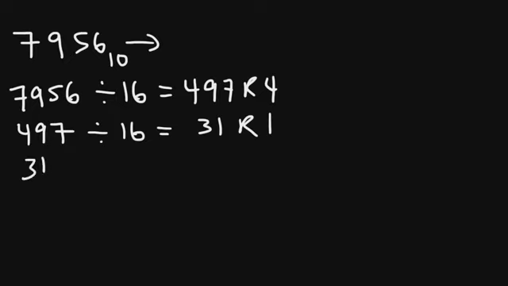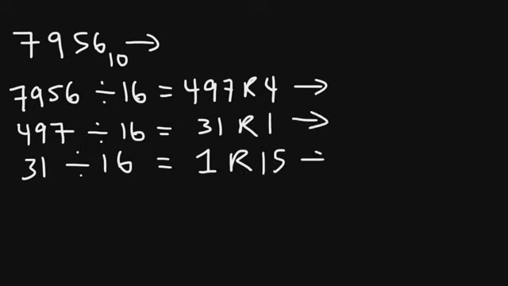So now let's divide 31 by 16. This we can do in our heads. 16 goes into 31 one time. And the remainder is the difference between 31 and 16, which will be 15. So now let's convert these into hexadecimal values. So 15 corresponds to F.